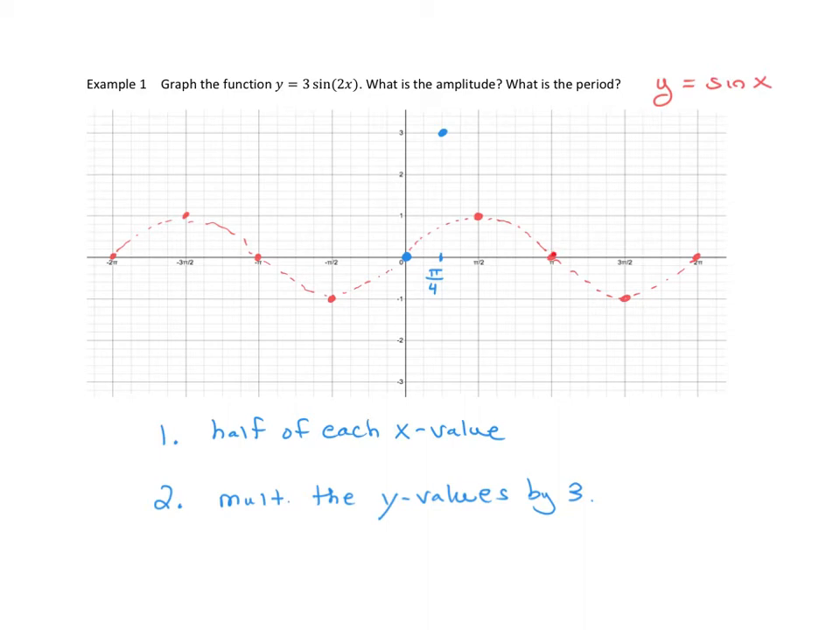This point here, if we take half of the x value, it goes to pi over 2. And the y value here is 0, so it actually stays at 0. So this point stays right where it is. Okay, at this point, if I take half of 3 pi over 2, that's going to be 3 pi over 4, which is here. The y value is -1, so we're going to multiply it by 3 to get -3. This point goes to 3 pi over 4 down to -3.